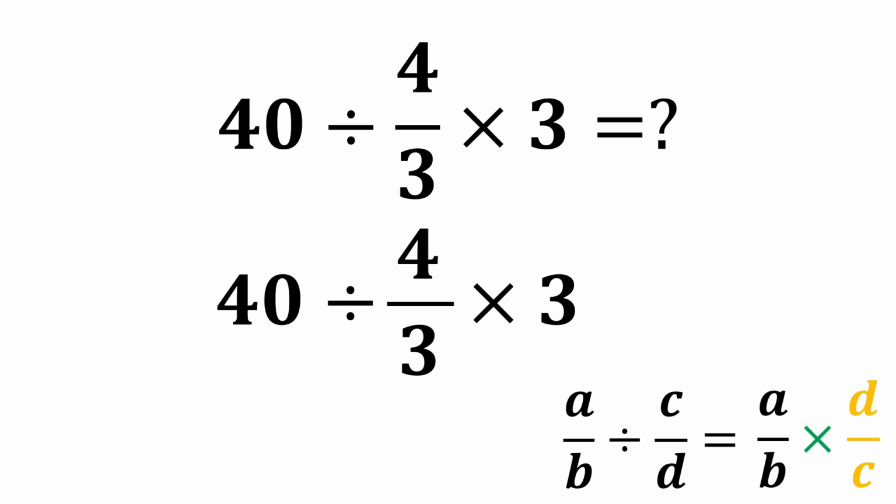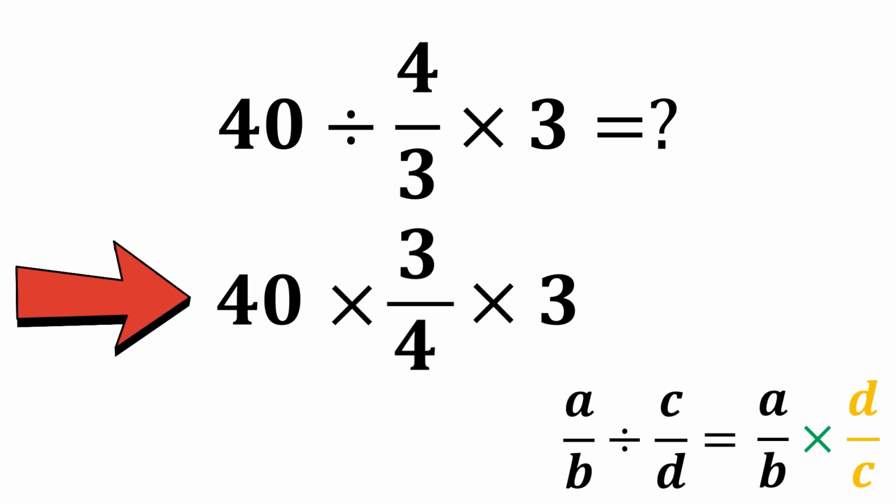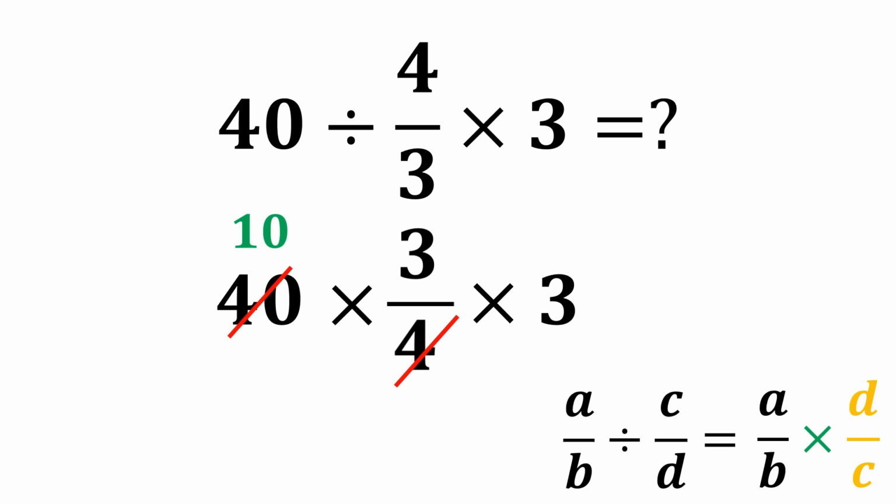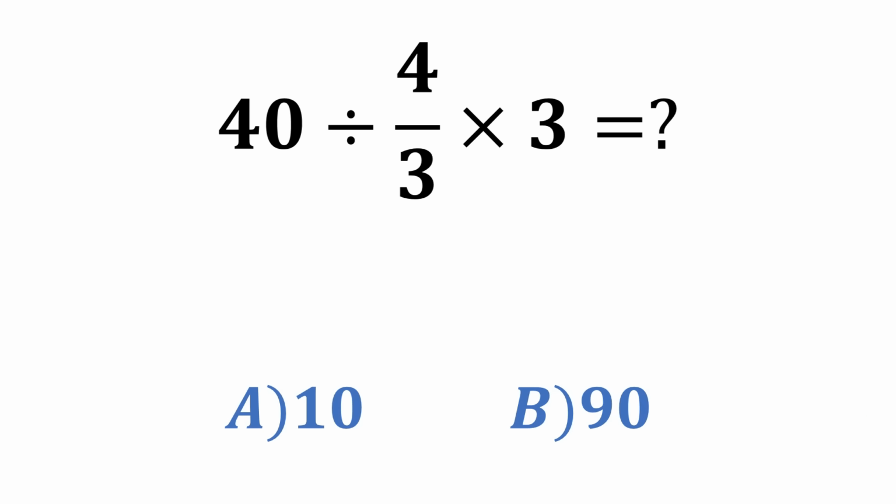Now let's use it in our problem. We keep 40, then we flip 4 over 3. So it becomes 3 over 4, and we change division into multiplication. So the full expression becomes 40 times 3/4 times 3. At this point, everything is multiplication, and we can simplify. 4 cancels with 40, leaving 10. Then 10 times 3 equals 90. So the correct answer to question 4 is 90, not 10.